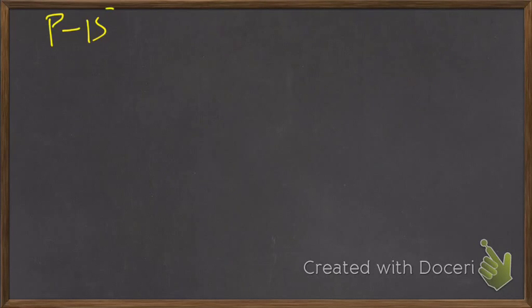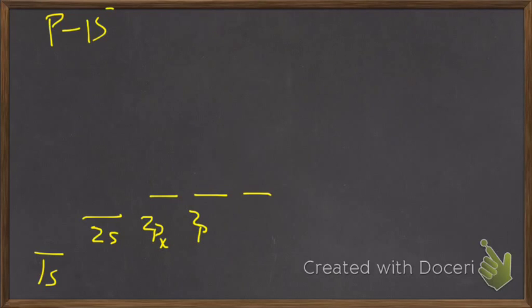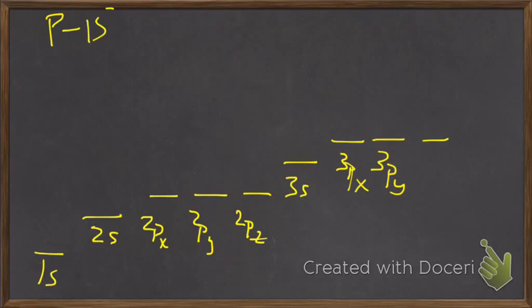So we have phosphorus, and it has 15. We're going to start with the 1s. There's 1s, we'll say 2s. We have 2px, 2py, and 2pz. We'll have 3s, 3px, 3py, and 3pz. Now let's start putting in the electrons. We fill up the lowest one first.